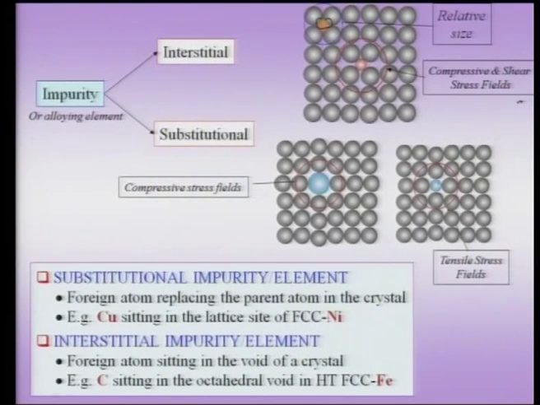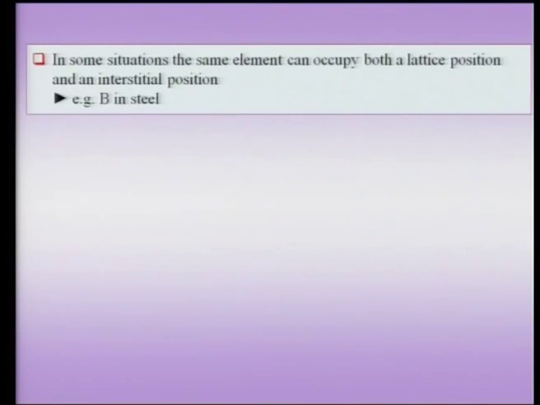Now, examples of substitutional atoms we know, for instance, are copper sitting in the lattice site of FCC nickel. So, this would be an example of a substitutional impurity element. Interstitial elements we have considered in detail before, like for instance carbon sitting in the octahedral void of high temperature FCC iron. So, we already dealt with these, just as a revision. So, when I am talking about an impurity atom, I need to know where it sits. Additionally, what is its relative size with respect to the position where it is sitting, and hence the kind of stress fields it is associated with. So, this is something which we need to consider.